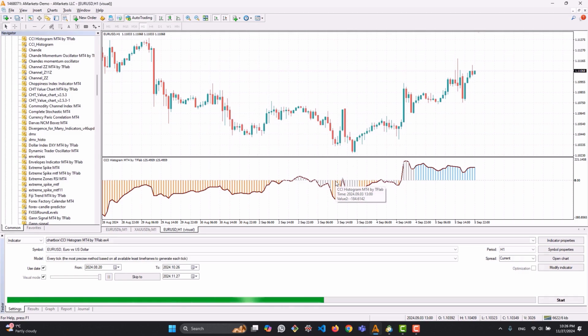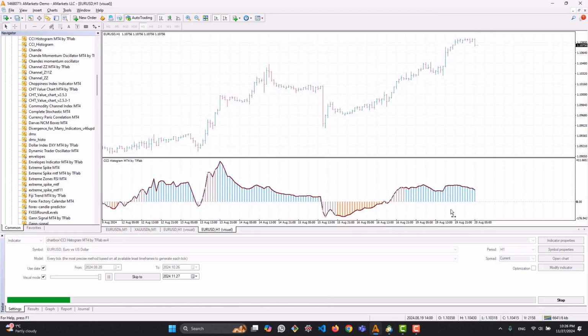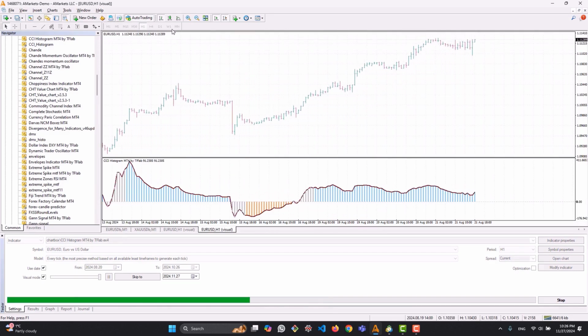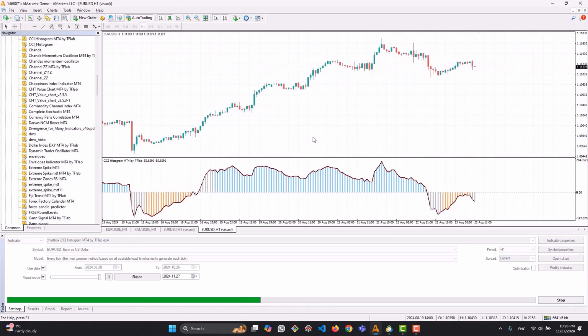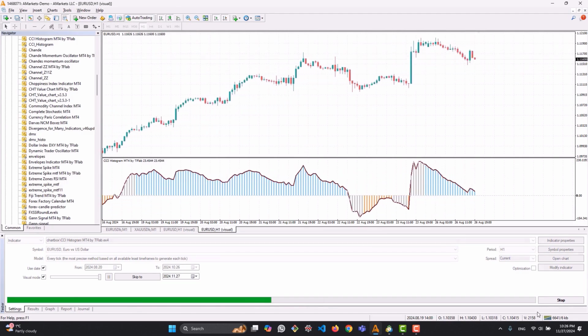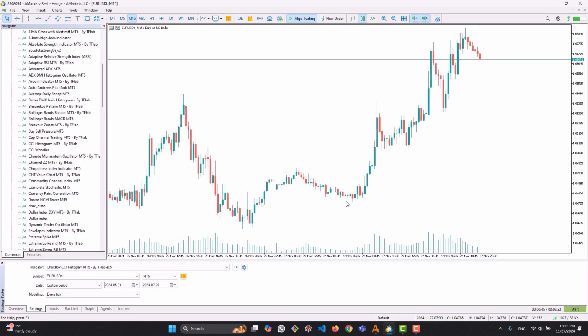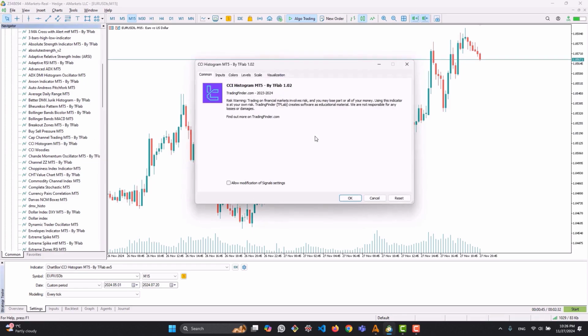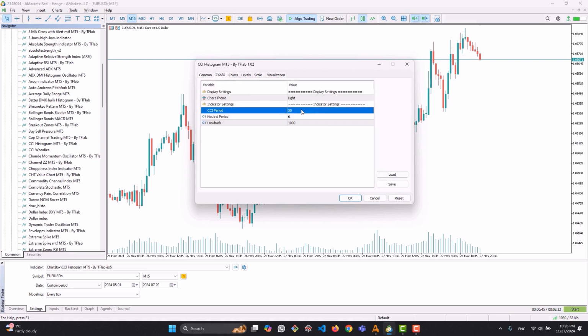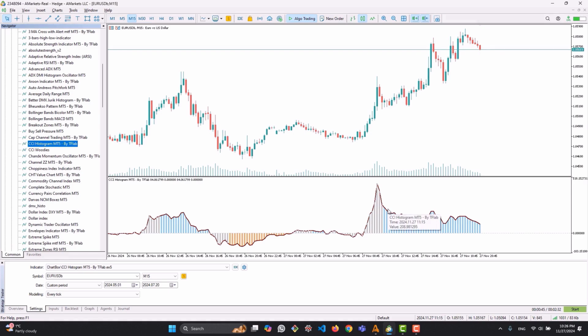Let's watch a live test of this indicator on the MetaTrader 4 platform together. You can also use the MT4 version and this indicator on the MetaTrader 5 platform. Let's watch a live test of this indicator on the MetaTrader 5 platform together.